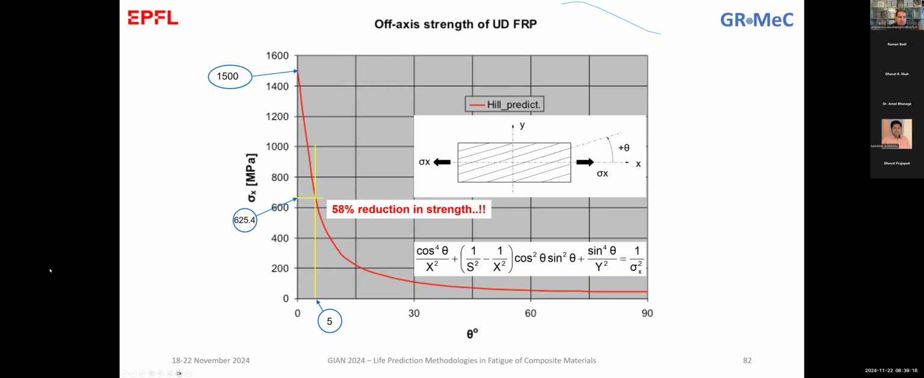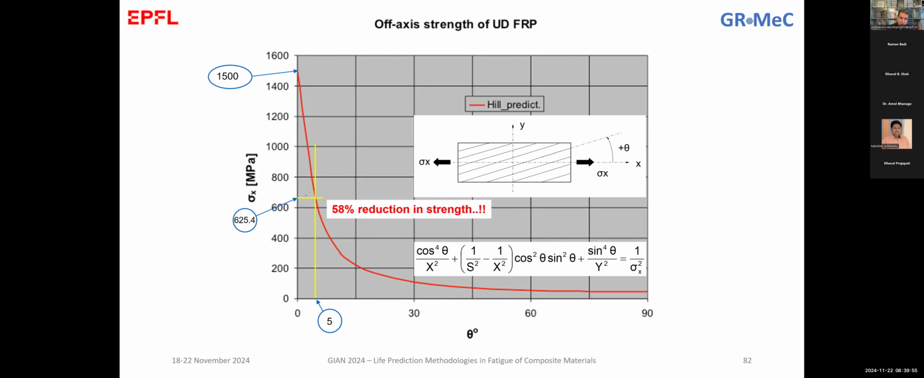So the use of this criterion is very simple, as we said. With this simple equation, we can estimate the off-axis strength of a composite material system. And what is interesting to see in this slide here is that depending on the material anisotropy, we can estimate with this criterion the drop of the stiffness and the drop of the strength. Here I show the strength of a material with the angle theta.